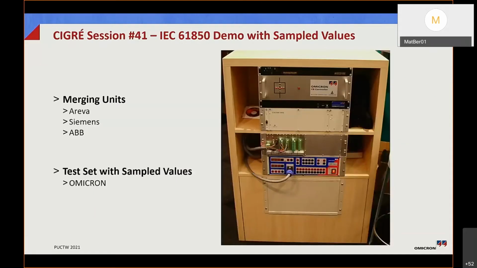Now, a year later, at the exhibition at the CIGRÉ session in Paris, we had an interoperability demo, and there were already a couple of merging units, a couple of relays, and a test set, which was in fact also mimicking a merging unit. So we had 4 merging units and also relays from at least 3 different vendors playing in a 61850 demo system. And thanks to 92LE, all this worked together with relatively minor problems.